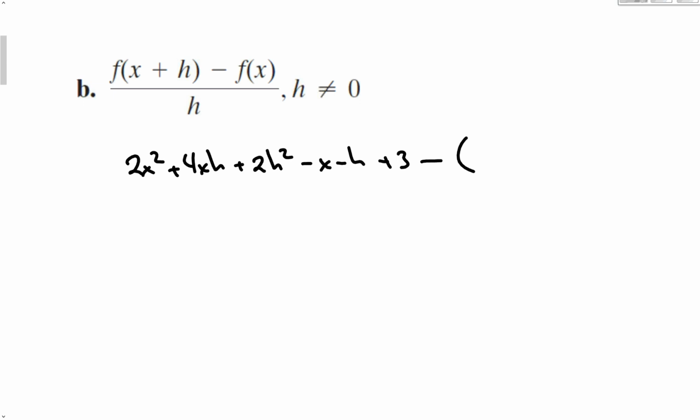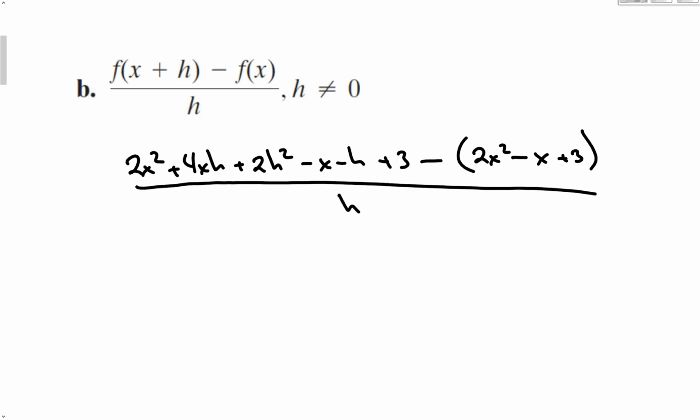The original function was 2x squared minus x plus 3. Because I'm subtracting the whole original function, I need to include these two parentheses. What I'm going to do next is divide everything by h, but first I'm going to distribute that negative. And if you do this right, we can cancel out many of the terms here.